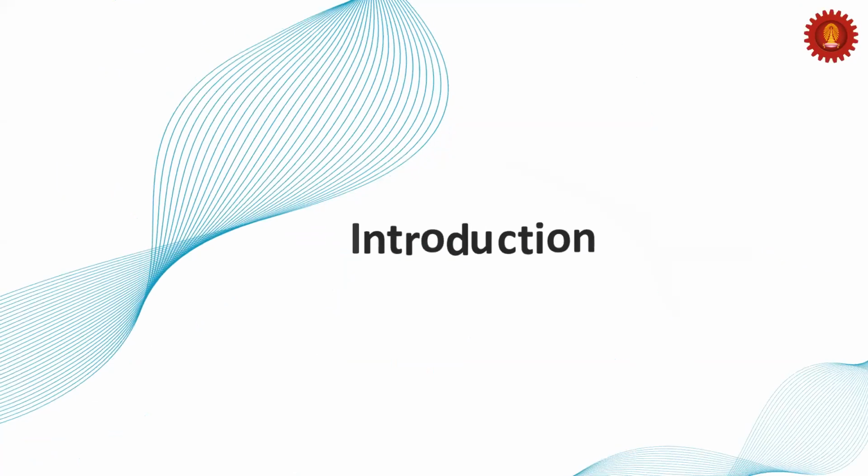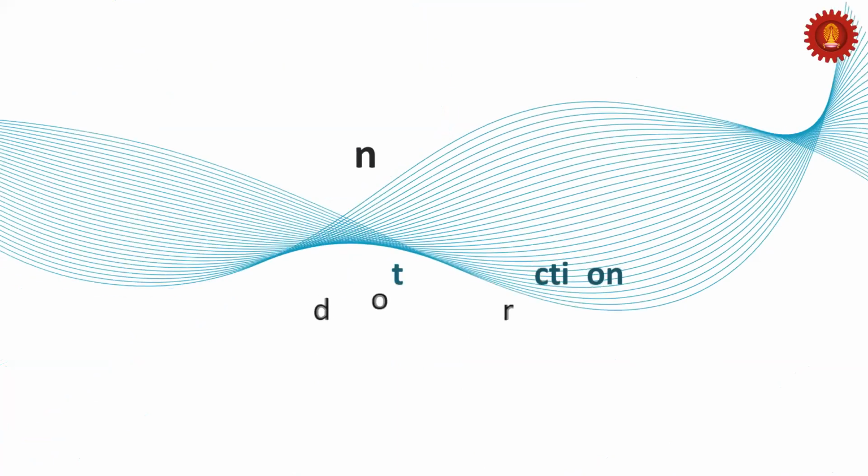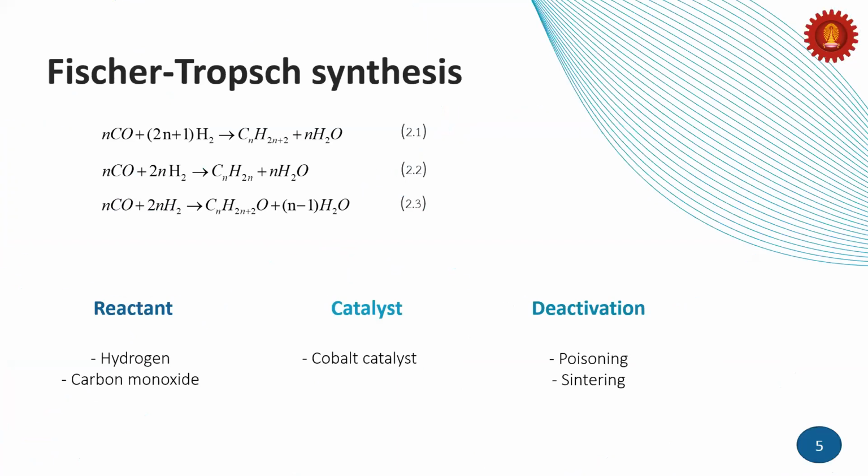Introduction. Fischer-Tropsch synthesis converts synthesis gas into a wide range of hydrocarbons that can be refined into drop-in commercial products like diesel and jet fuel. Fischer-Tropsch reaction generally includes the following equation. Fischer-Tropsch synthesis on cobalt catalyst has been subject to thorough investigation since it was developed by Fischer and co-workers in the 1920s.